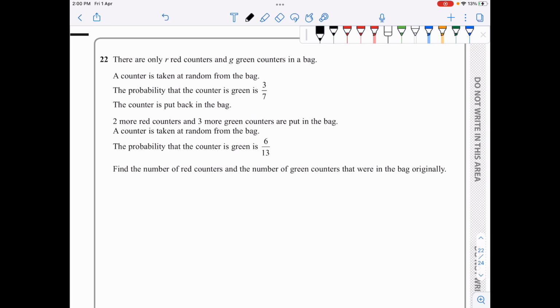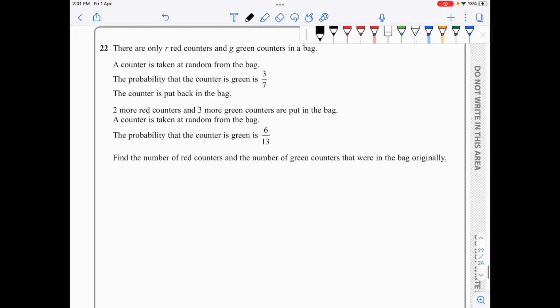We've got only R red counters and G green counters in a bag. We take one at random. The probability of it being green is 3 over 7. It's then put back in the bag. We add 2 more red counters and 3 more green counters. And we take another counter at random. And now the probability of it being green is 6 over 13. We're being asked to find the number of red and the number of green counters originally.